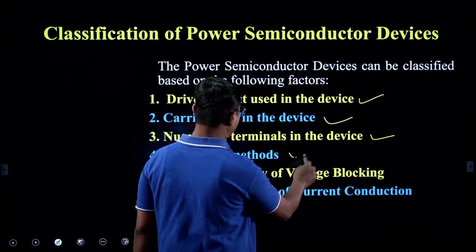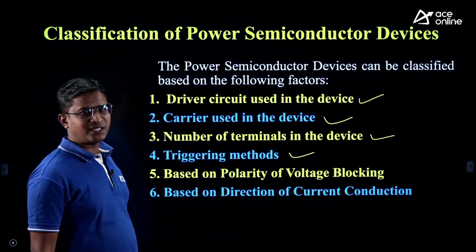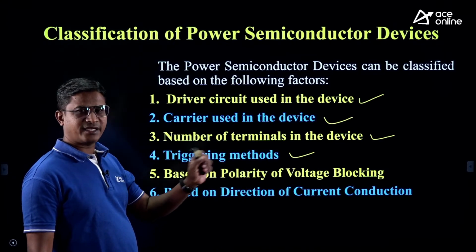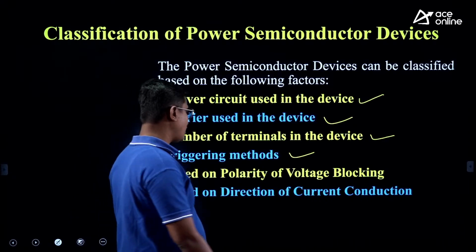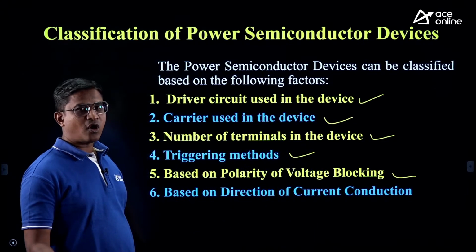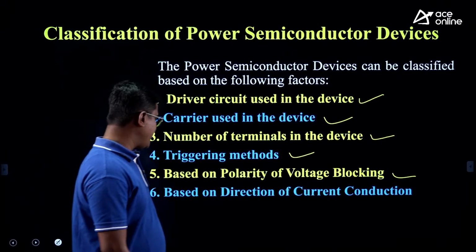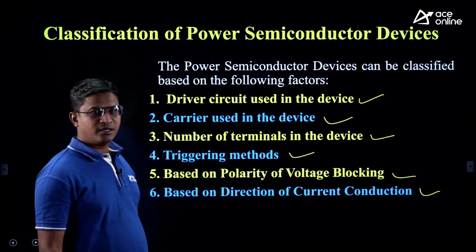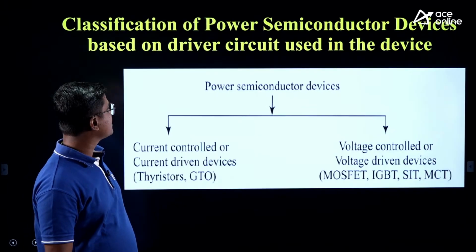Next, triggering methods, whether it is pulse triggered, level triggered, edge triggered, etc. Next is based on the polarity of voltage blocking, that is, whether it is unipolar or bipolar. Next is based on the direction of current conduction, whether it is unidirectional or bidirectional, okay. So let us discuss one by one.